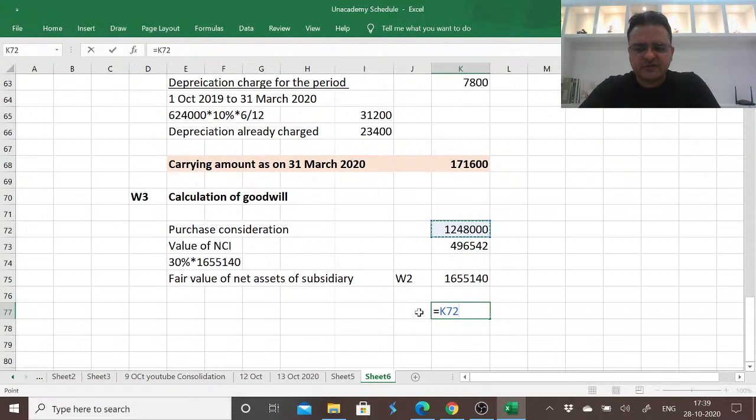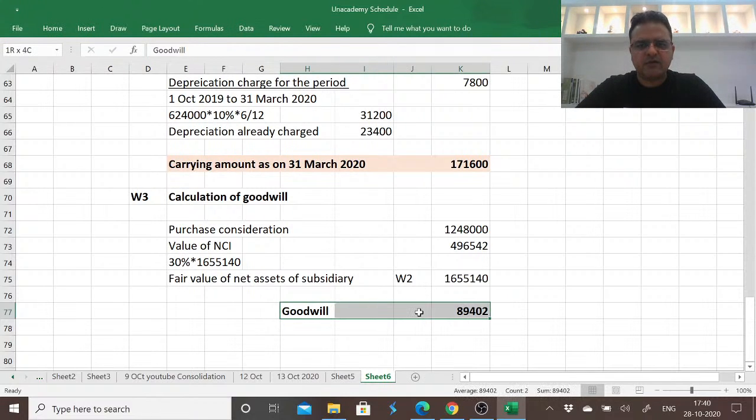Total net assets position is 1,248,000 plus 496542 minus 1655140. 89402 is the calculation of goodwill, the value of goodwill.